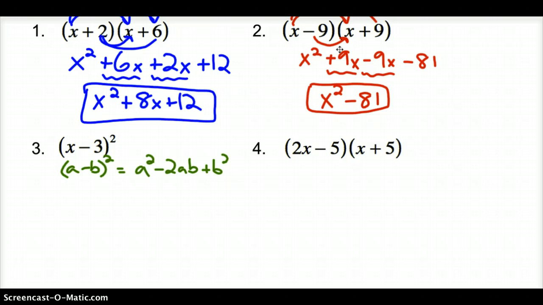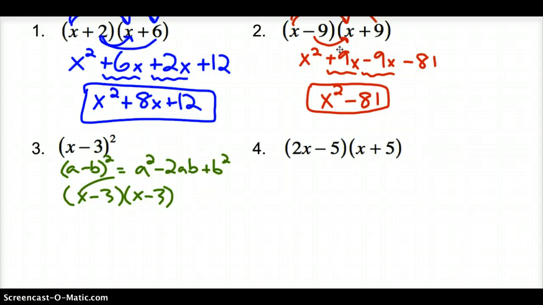Now we can use this pattern, or we can not use this pattern. We can just FOIL. It doesn't really matter to me. Essentially what we're doing is taking x minus 3 and multiplying that by itself. So remember, the answer for this is not x squared minus 9.